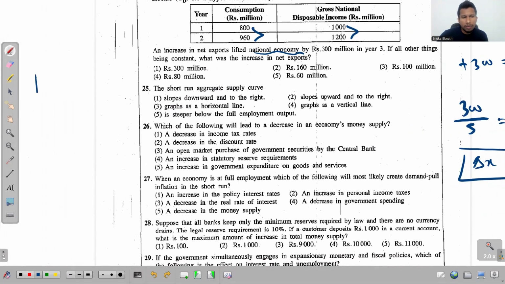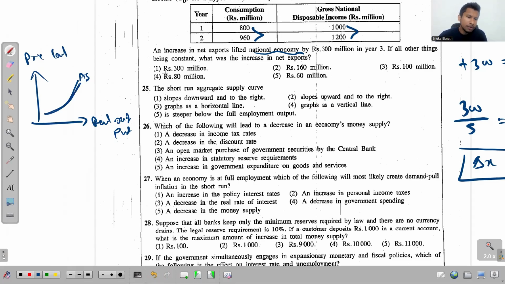If it is the short run supply curve, you get the real output on this side, and on this side you get the price level because it's the aggregate supply curve, right? So the aggregate supply curve will look like this. It's not downward sloping. And the second one is slopes upward and to the right. Yeah, slopes upward to the right. From left to right, it slopes upward. So that's the answer. No point reading the other options because this is that easy. So simply the answer for question 25 is the second one.